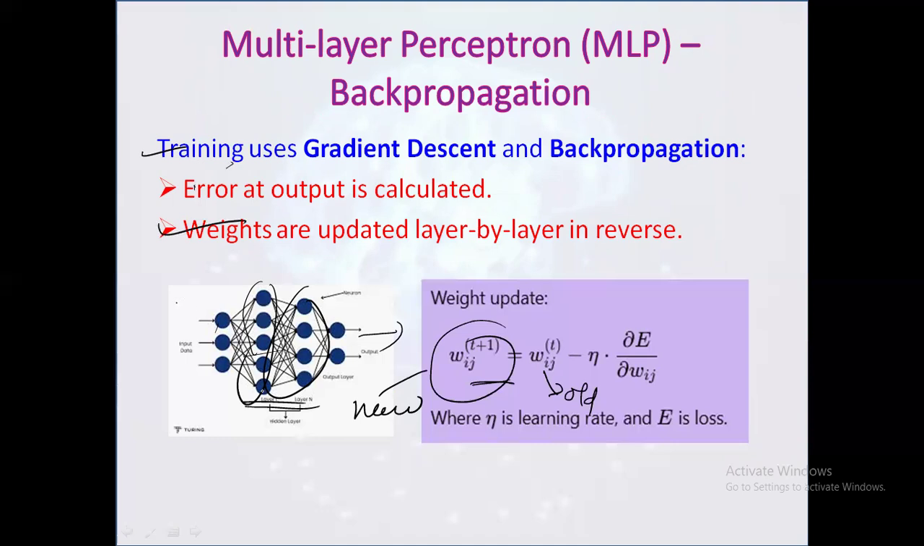Next, weights are updated layer by layer: first layer, second layer, third layer, etc. Using back propagation, the error is propagated backward from the output layer to the input. Each layer adjusts its weights based on its contribution to the overall error using the chain rule of calculus. This we call the chain rule. w_ij at t plus 1 is the new weight, the old weight minus eta times dou E by dou w_ij. The weight update rule follows gradient descent, where eta is the learning rate.